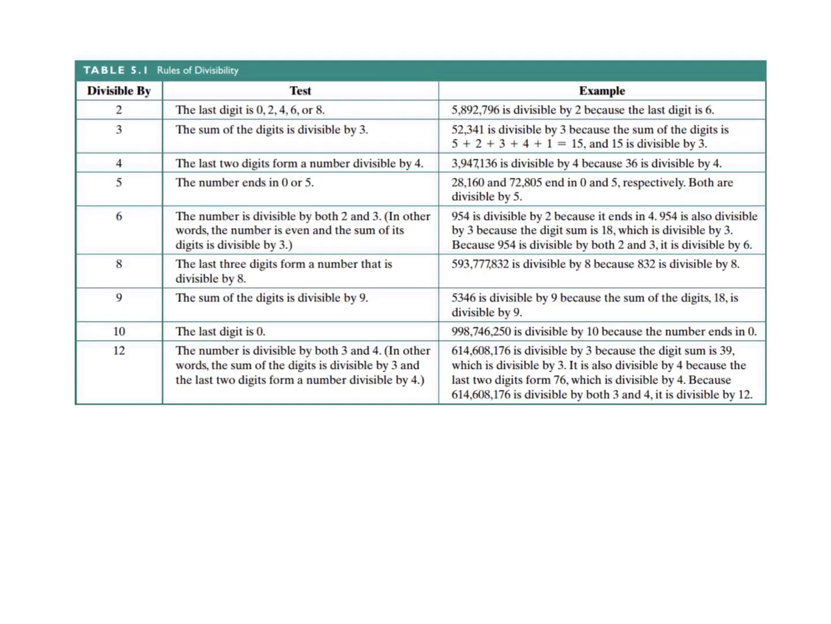Now let's look at the rules for 4 and 8. For a number to be divisible by 4, the last 2 digits form a number that's divisible by 4. And if a number is divisible by 8, the last 3 digits form a number that's divisible by 8.